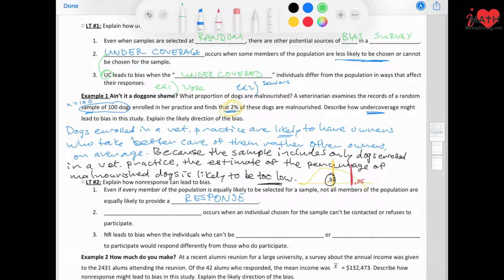Number 2, non-response. So this is the key vocab word there, non-response. Undercoverage was the other one up here. Non-response occurs when an individual chosen for the sample can't be contacted, can't be found, or refuses to participate.